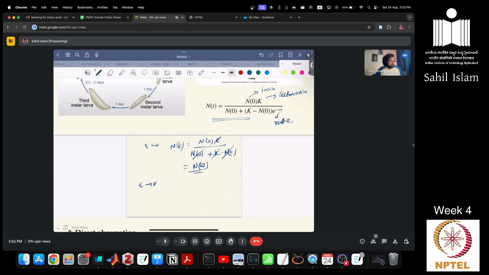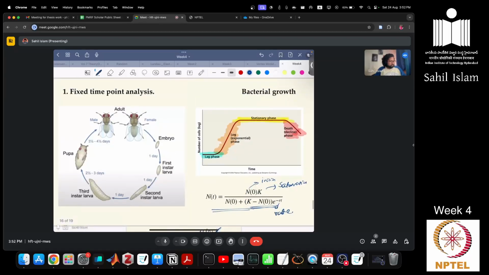Now if you look at t tends to infinity, N(t) is N0 K by, so this whole term is now 0, because if t tends to infinity, e to the power minus rt goes to 0. So by N0, N of t tends to infinity is K. So in this graph, this point is N0 and this is K. So this is how you can get a time scale of how bacterial growth happens.